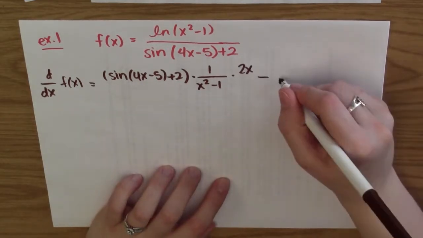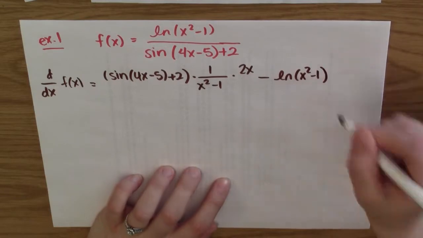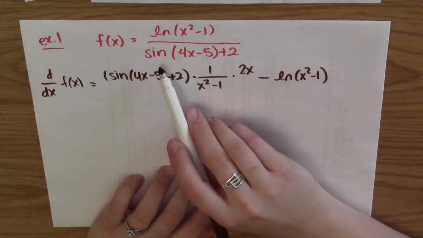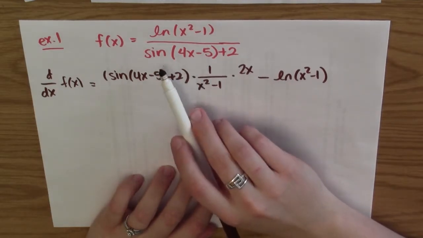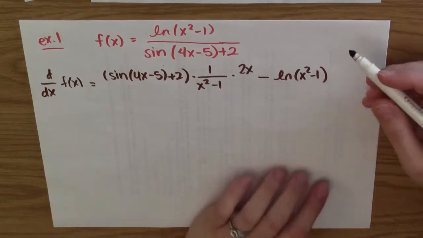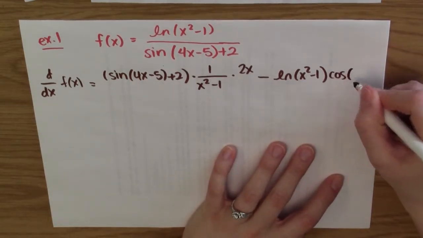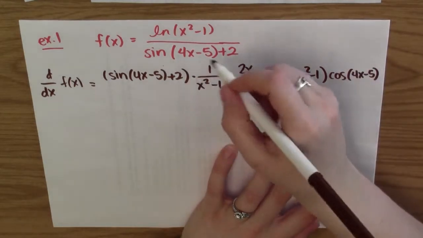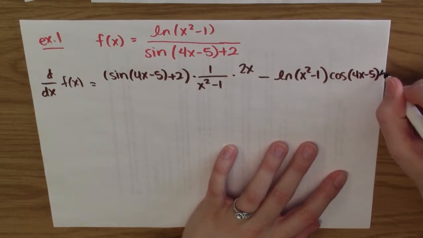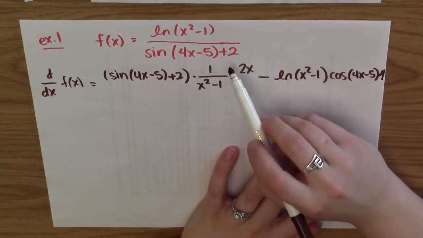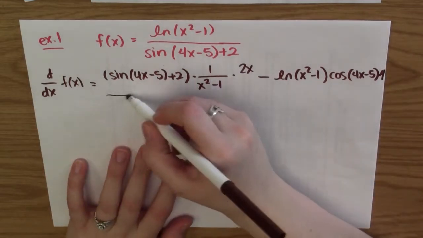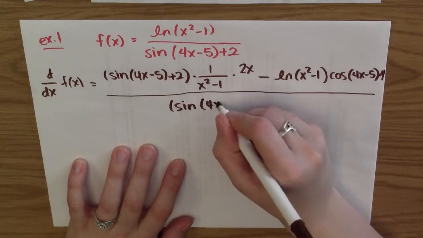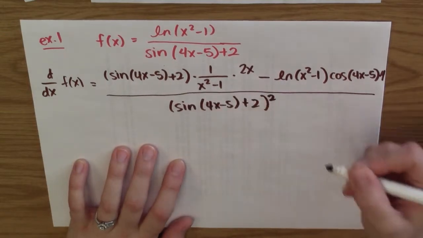minus the top function times the derivative of the bottom function. Well, what's the derivative of the bottom function? I have sine of some stuff, so its derivative is cosine of some stuff times the derivative of the inside stuff. So I have cosine of 4x minus 5 times the derivative of the 4x minus 5, which is 4. We'll squeeze that 4 in there. And then I take the derivative of 2 and I get 0. So I don't need to write it. And this is all over the bottom function squared. 4x minus 5 plus 2 all squared.